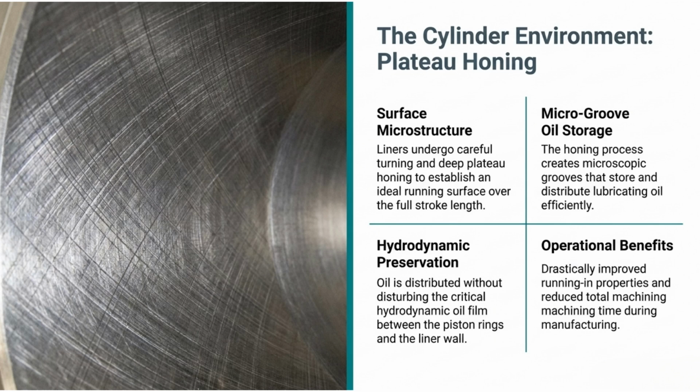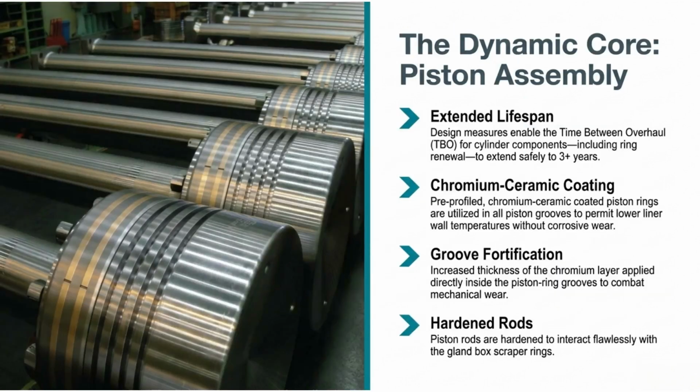Moving up to the cylinder environment, let's examine the liner wall. Liners undergo careful turning and deep plateau honing to establish an ideal running surface over the full stroke length. As you can see in the microstructure, this honing process creates microscopic grooves that efficiently store and distribute lubricating oil. This ensures the oil is distributed without disturbing the critical hydrodynamic oil film between the piston rings and the liner wall. Operationally, this drastically improves running-in properties.